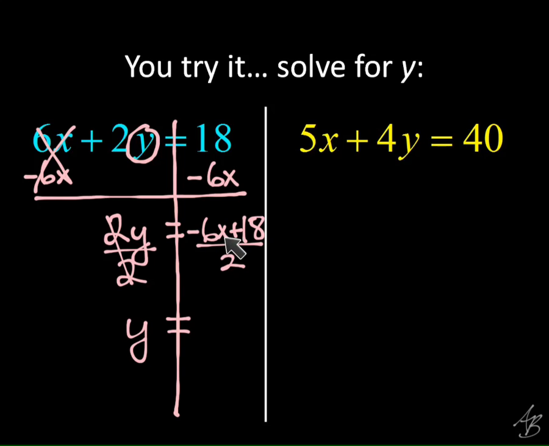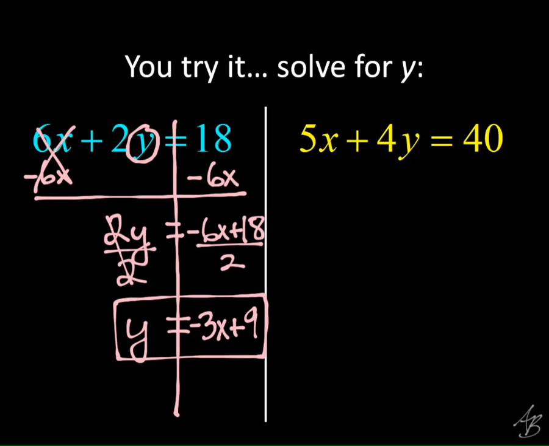Over here, I'm just going to do each term one at a time. So what is negative 6x divided by 2? Forget about the x. We'll just put that on the end. What's negative 6 divided by 2? Negative 3. And since it was a negative 6x, we'll put the x on there. And then what is 18 divided by 2? 9, positive or negative? Positive. So we get that as our answer. y equals negative 3x plus 9.